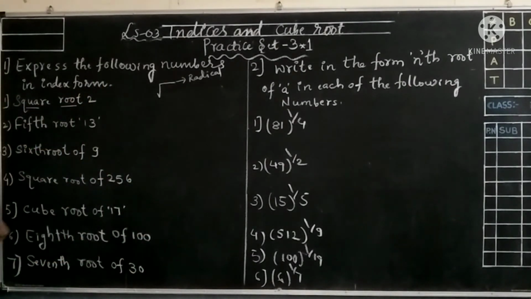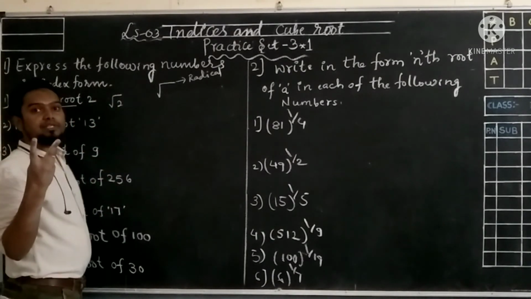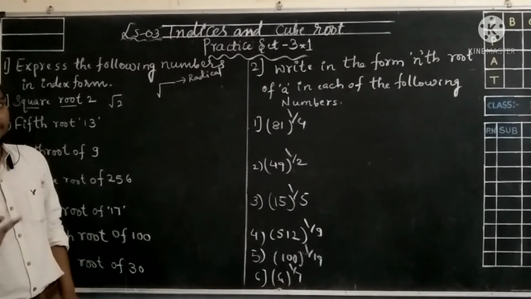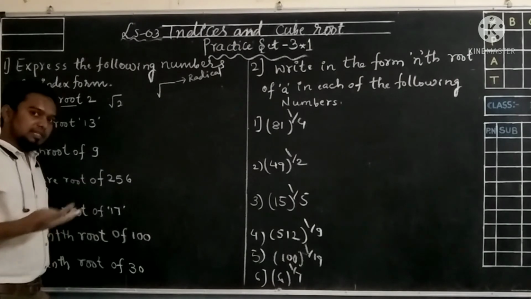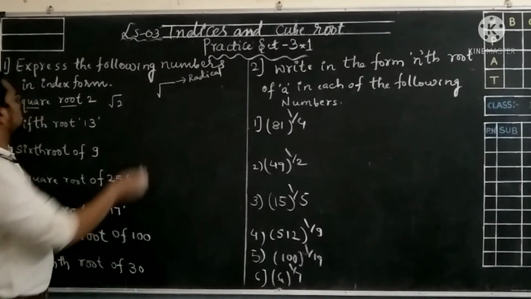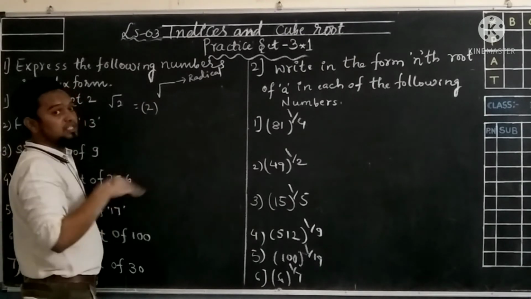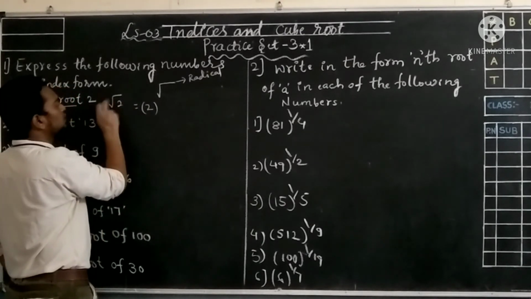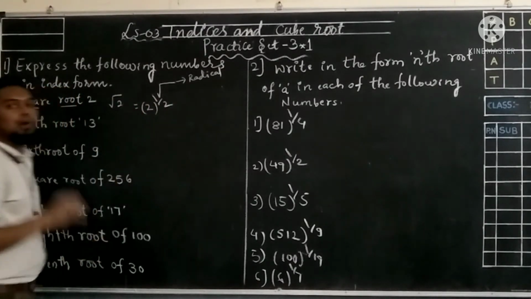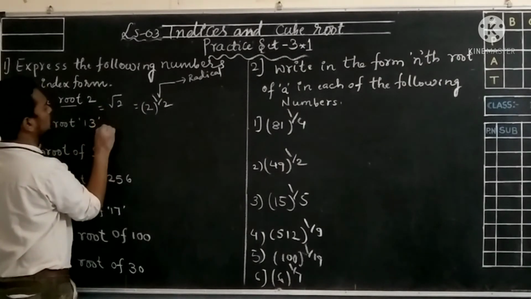Here given square root 2. Square means any number or any alphabet, their power is 2. Cube means any number or any alphabet, their power is 3. Therefore, now we will write in index form. Index means their power. 2 to the power of, here root 2 is converted into 1 upon 2.